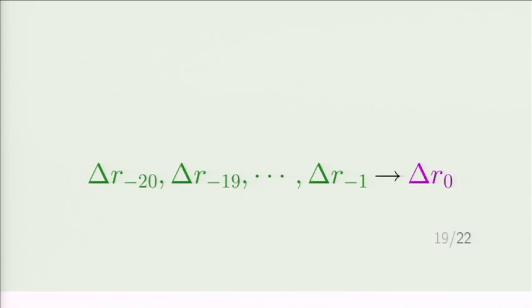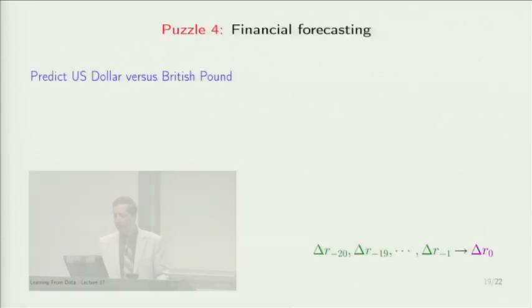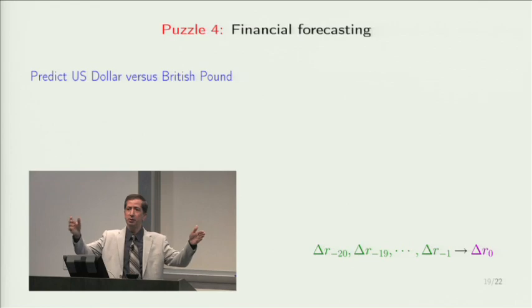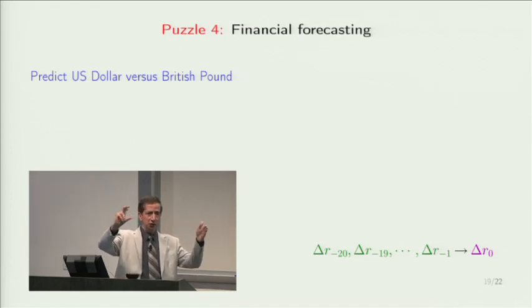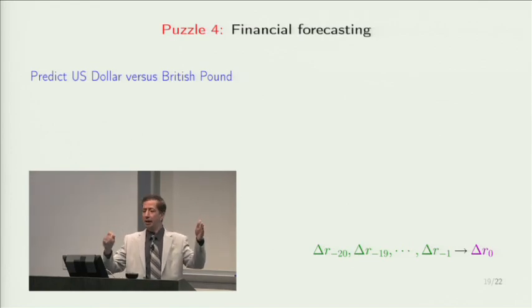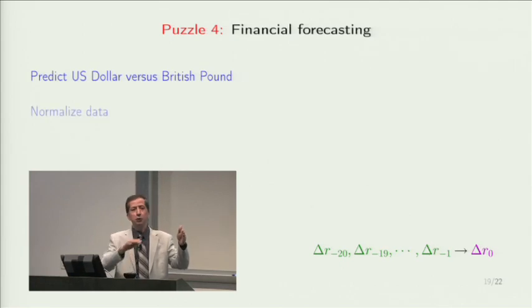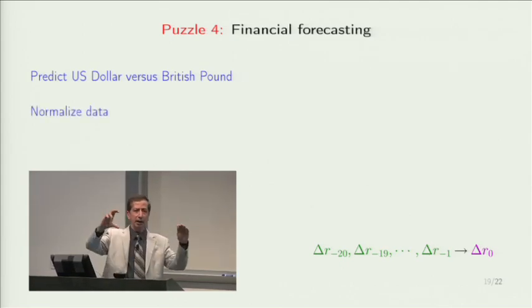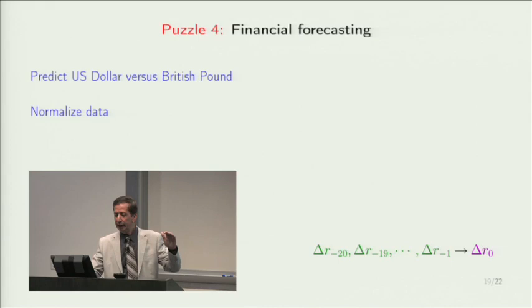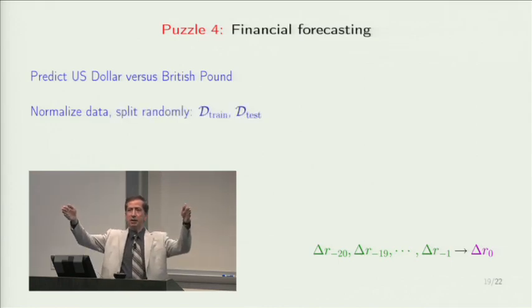Okay, so this is the case. What happens here is that you have the 2,000 points. For every day, there is a change, delta R. And what you do first, you normalize the data to zero mean and unit variance. And then after that, you have this array of 2,000 points.